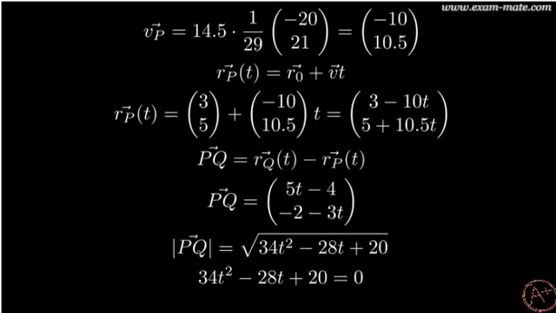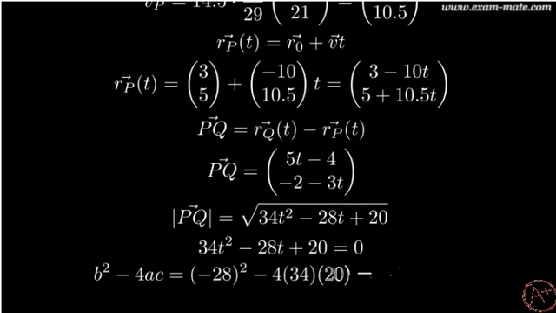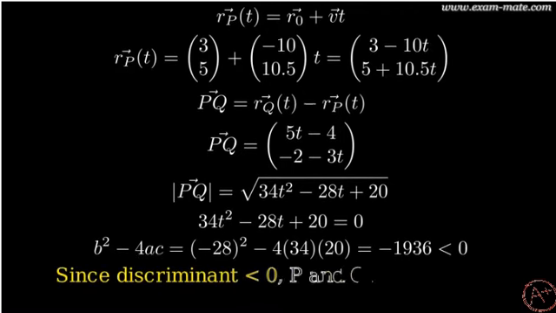Finally, for part D, we need to prove that P and Q never collide. For a collision to occur, the distance between them must be 0 at some time. Setting our distance equation to 0 gives us this quadratic equation. The discriminant of this quadratic is negative 1936, which means there are no real solutions. Therefore, P and Q never collide.